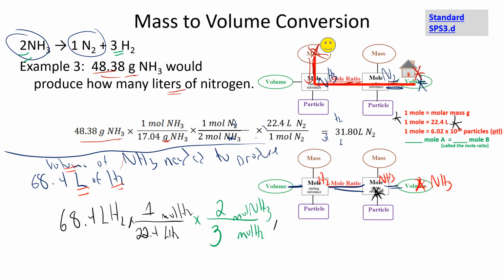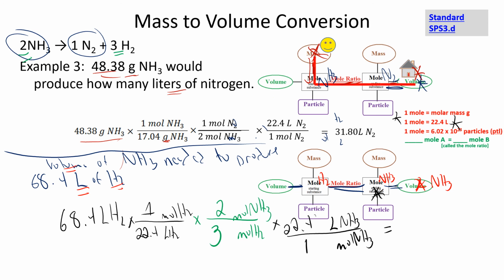So now I can see that I'm trying to go from moles to volume. In this last fraction, I'm trying to get rid of moles of NH3, and I'm trying to go to liters of NH3. So that relationship again, 1 mole equals 22.4 liters. So, handy dandy calculator, I type this in.